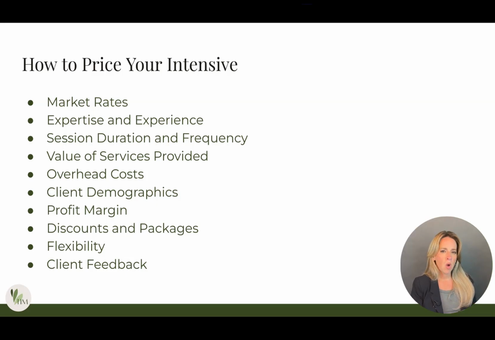While there will always be people who will complain about things being too expensive, there is something to be said for clients being willing to have skin in the game in the work that they're doing. So be sure you do not underprice your intensives either.